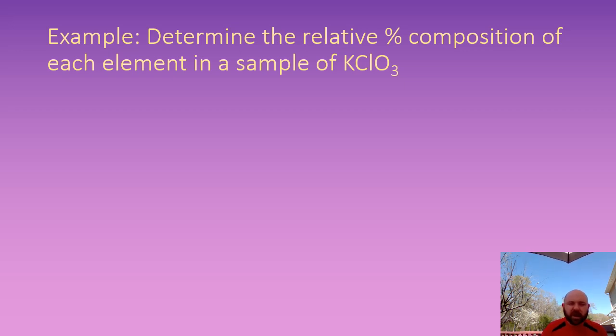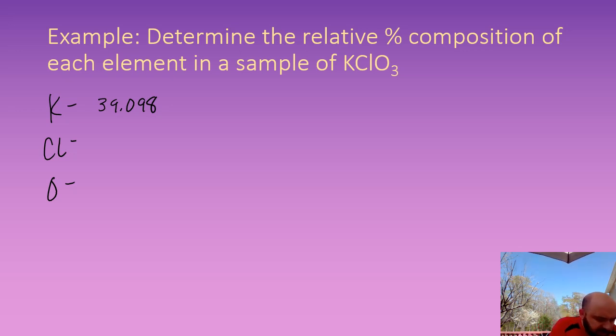KClO3. This is an ionic compound known as potassium chlorate. So we can see that one formula unit of potassium chlorate contains one atom of potassium, one atom of chlorine, and 3 atoms of oxygen. We can look at a periodic table and see that an atom of potassium has 39.098 atomic mass units.